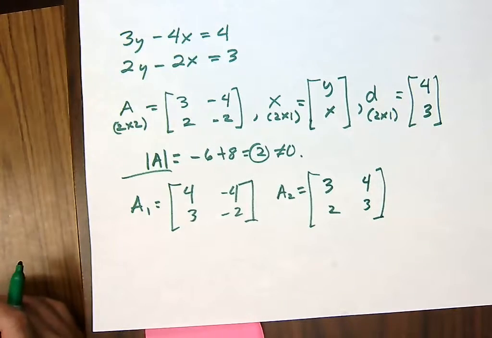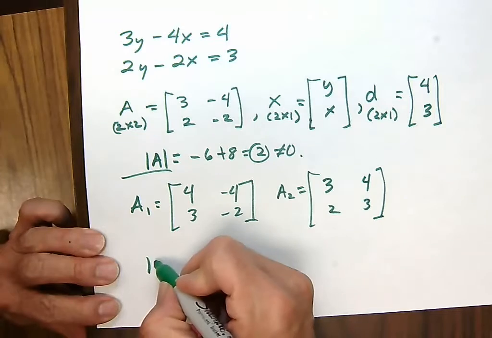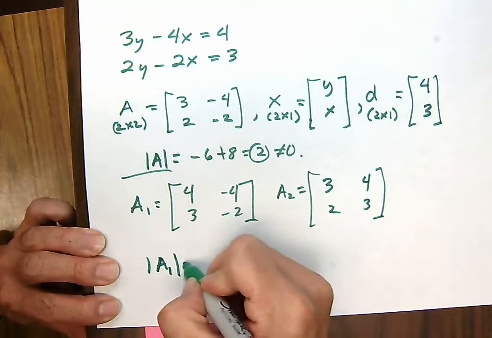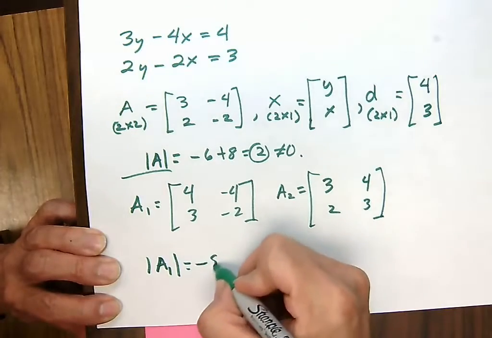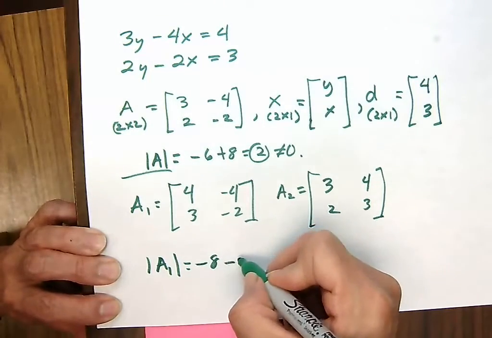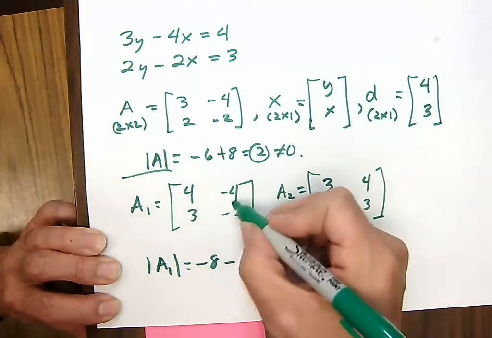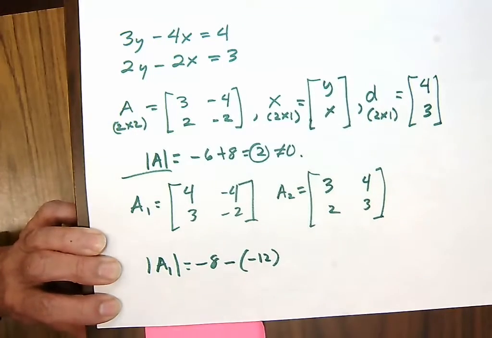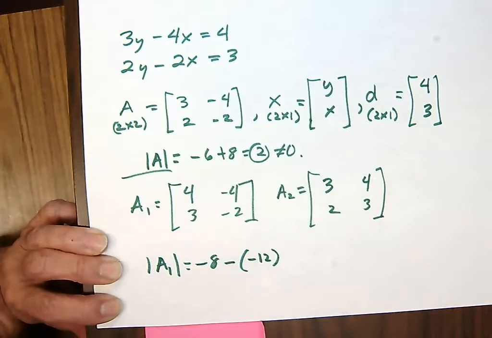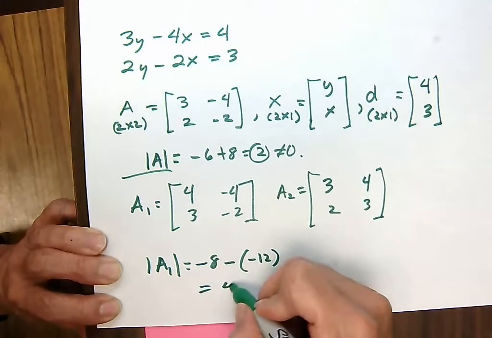Okay, now we need to look at the determinant of the A1 matrix and the determinant of the A2 matrix. So that's relatively straightforward. The determinant of the A1 matrix is 4 times minus 2, which is minus 8, minus the other cross product, 3 times minus 4, which is minus 12. So this is going to be minus 8 plus 12, which is equal to a positive 4.